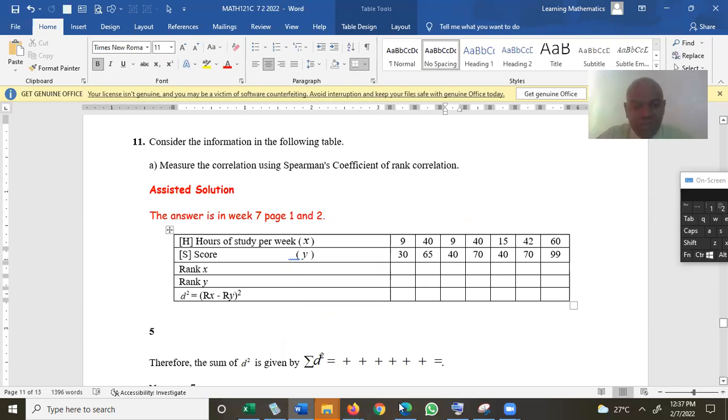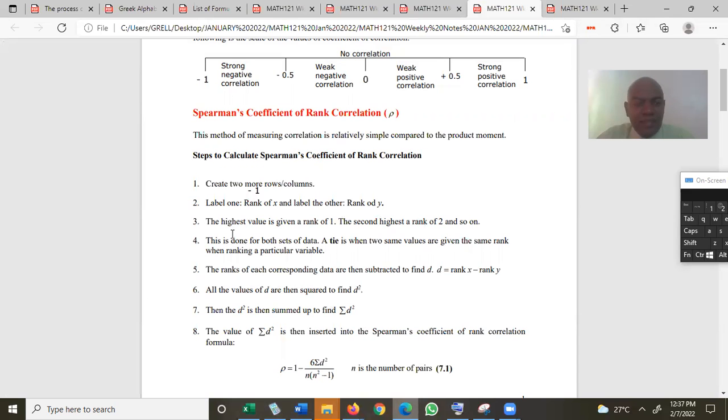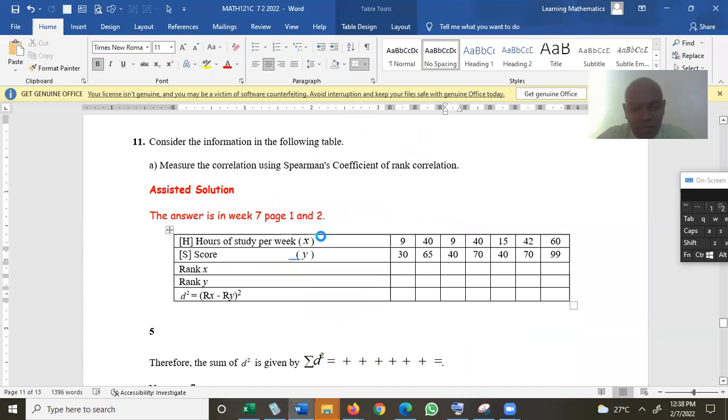So let's go over that again. It says we have to rank X and rank Y. In order to rank, the highest value gets a rank of 1. The second highest gets a rank of 2. So we are going to apply this ranking system to X. The X's are the hours. So I need to start ranking the hours in this row. Can anybody tell me what number I must write and where?